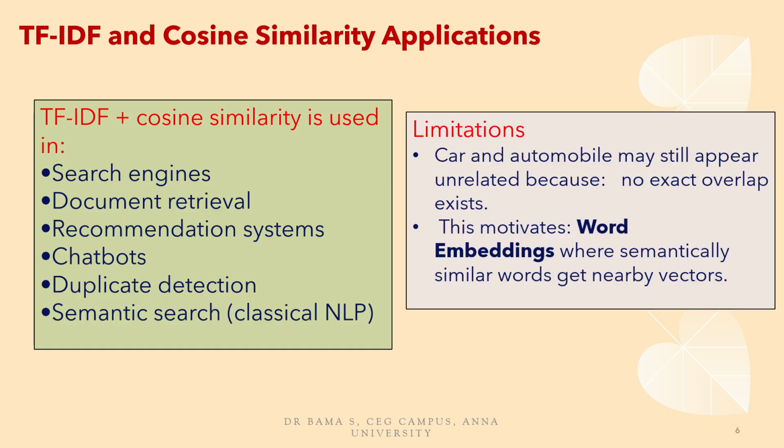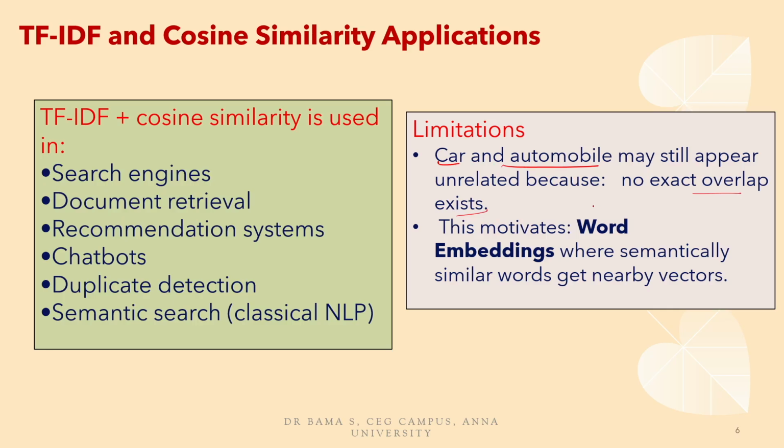The limitations: suppose we take an example here, car and automobile. In a corpus, both terms may appear unrelated because, according to the vector size, each one will have a vector of 1 or 0, and because there is no overlap, although we feel it is related, the cosine similarity will give it as 0.